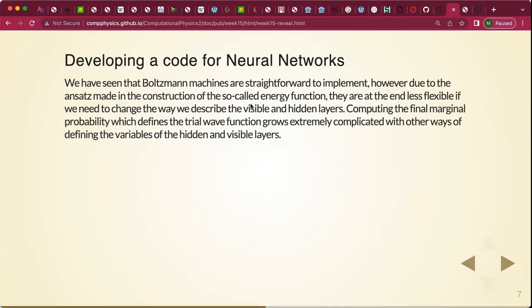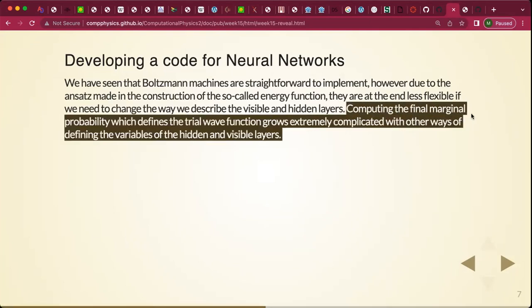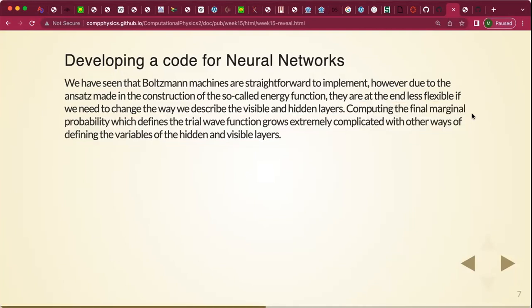Now, you can multiply your trial wave function, that means the Boltzmann machine in this case, with functions which include more physics information, and that will often bring you to a better result compared with other standard methods like variational Monte Carlo calculation. So the problem now, as you can see here, when you want to compute the so-called marginal probability, which defines the wave function for you, is that it becomes extremely complicated if you have more complicated probability distributions.